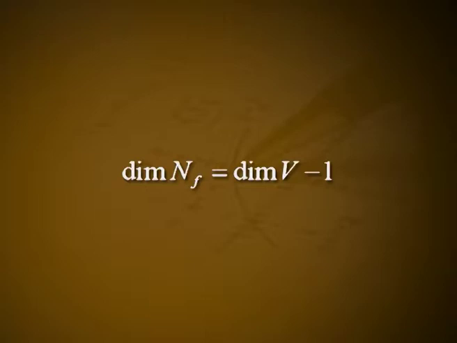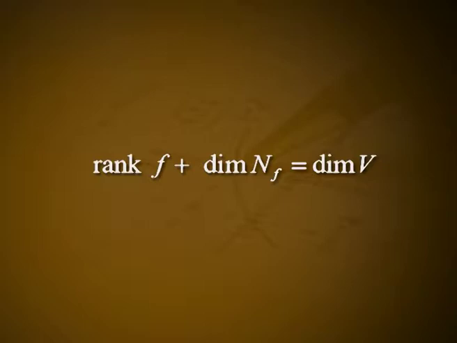Result: if f is a non-zero linear functional defined on a finite dimensional vector space V, then the dimension of N_f is equal to the dimension of V minus 1, where N_f is the null space of f. Proof: by the rank-nullity theorem, rank of f plus dimension of the null space of f equals the dimension of V. But the rank of f is 1 because the range of f is a non-zero subspace of the scalar field and hence must be the scalar field. Hence, the above equation yields dimension of N_f equals dimension of V minus 1.